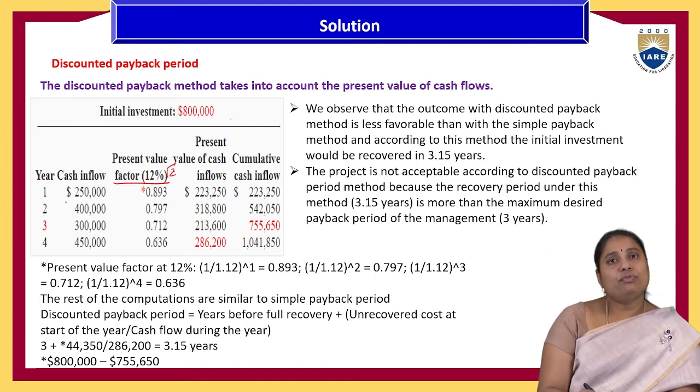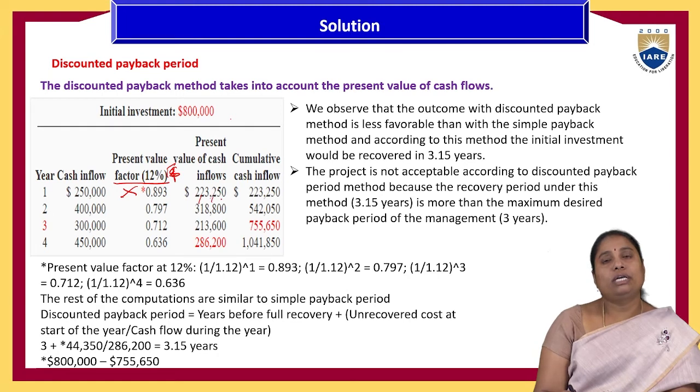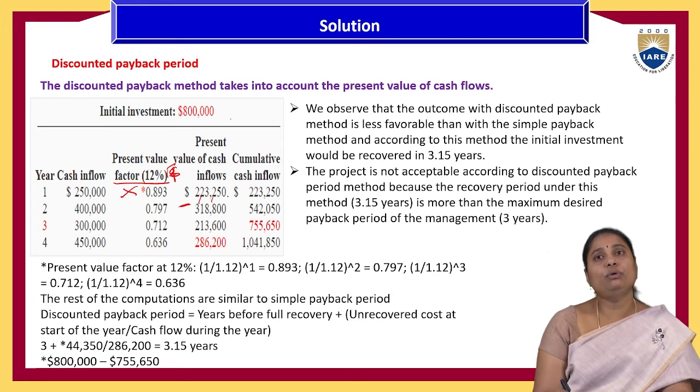And if you want to calculate it for $250,000, you simply multiply this with this column, then it becomes $2,23,250. So after 1 year, if you are going to get that $2,23,250, its value today is 2,50,000. So cumulatively, the first year has the same value.